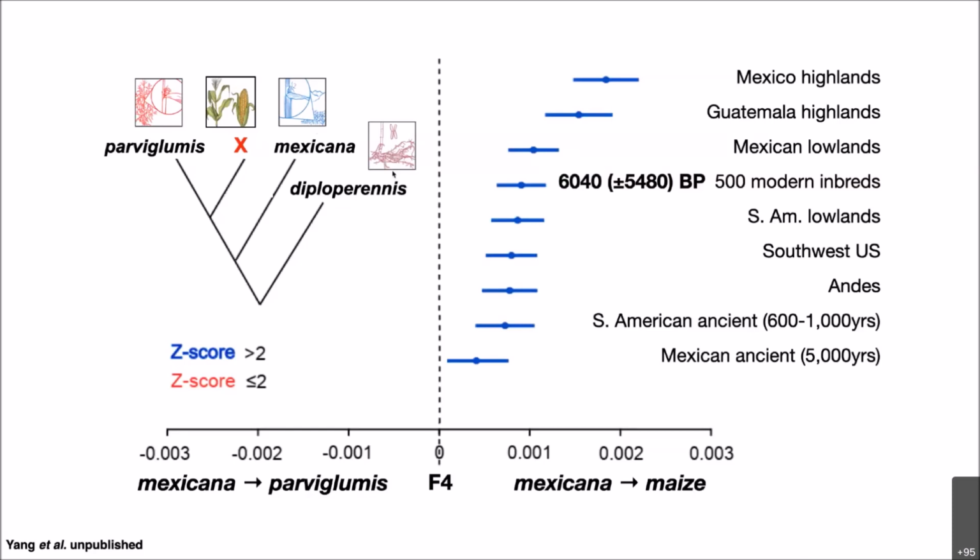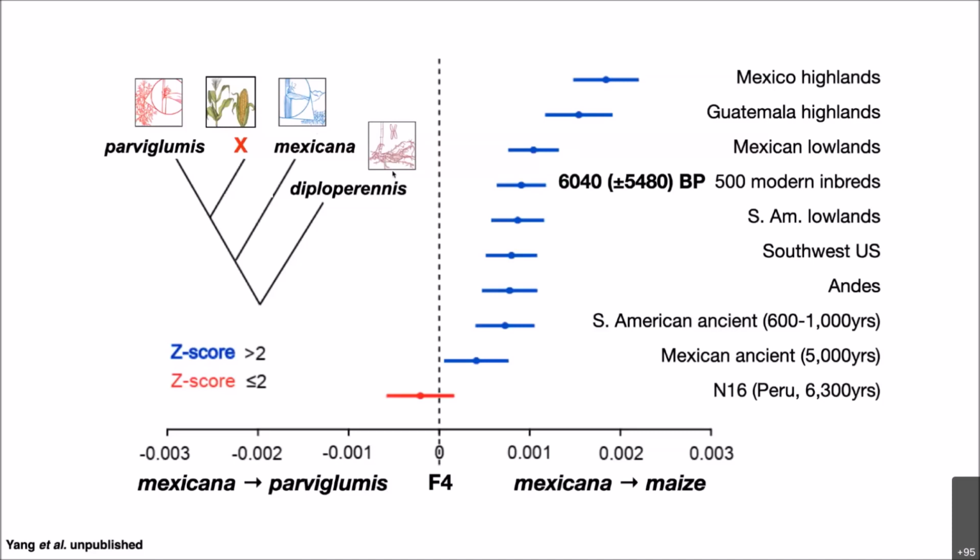So the Mexicana ancestry in modern inbreds seems to be very old and to have stemmed from that initial hybridization event. In fact, of the more than 900 genomes we've looked at, the only sample that shows no evidence of Mexicana ancestry is this ancient sample N16 from Peru, which is entirely consistent with simple origin from Parviglumis with no contribution of Mexicana ancestry.